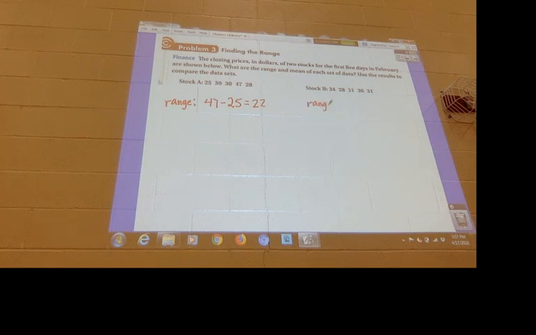To find my range of stock B, what is my highest? 36. Minus my lowest? 28. And my range is then? 8. They also wanted the mean. The mean means the average. Well, when I add all 1, 2, 3, 4, 5 numbers up.